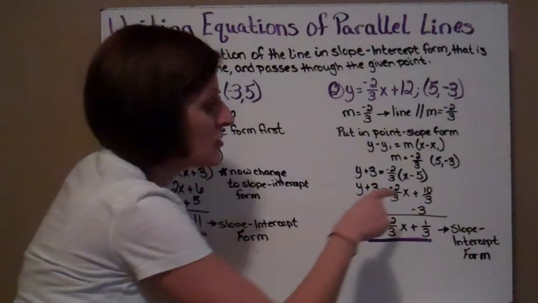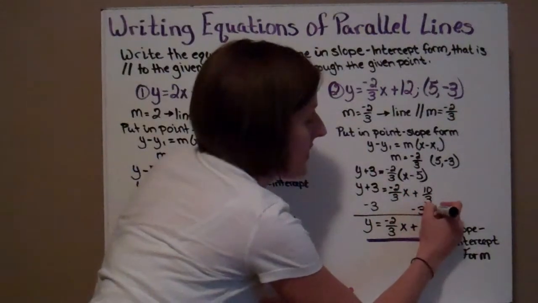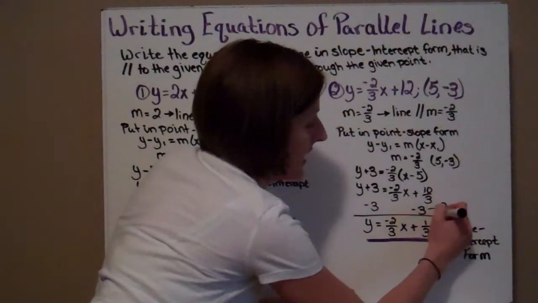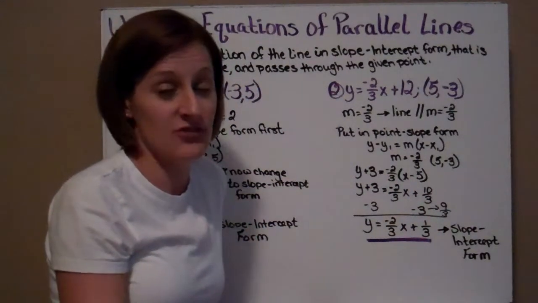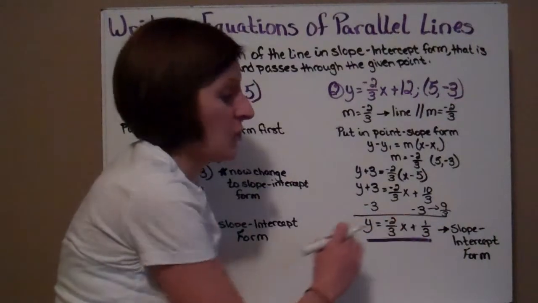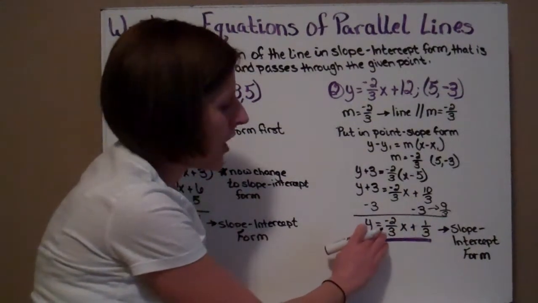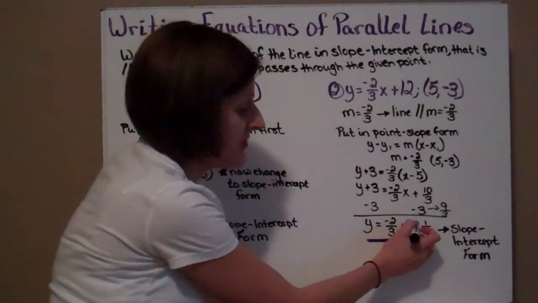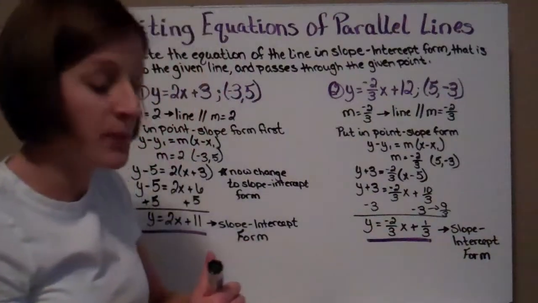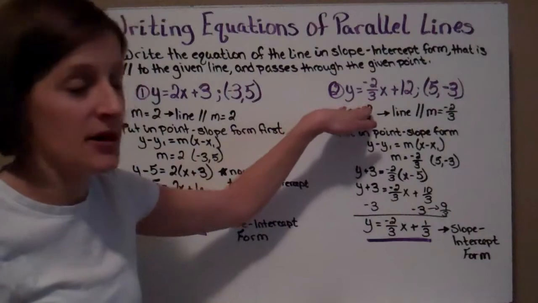Subtract 3 from both sides, and when I'm subtracting 3, if I put that into a fraction, that is the same thing as 9/3. So I'm taking 9/3 out of 10/3, which leaves me with 1/3. That's how I got that 1/3 down there. So I'm left with y equals negative 2/3 x plus 1/3. And this is going to be our slope-intercept form of the line that goes through this point and is parallel to this line.